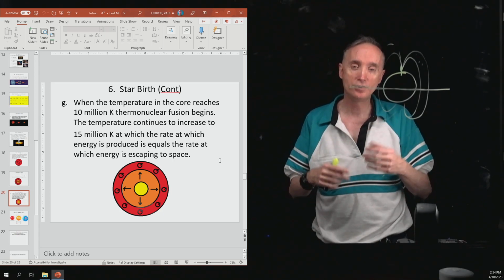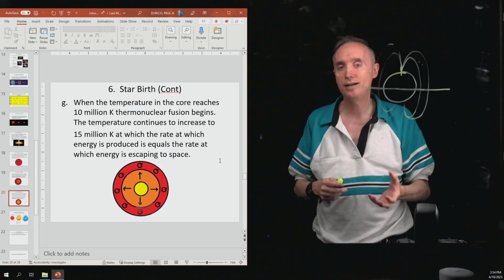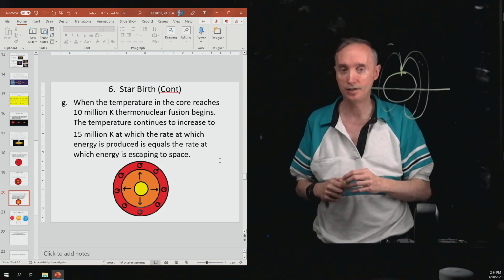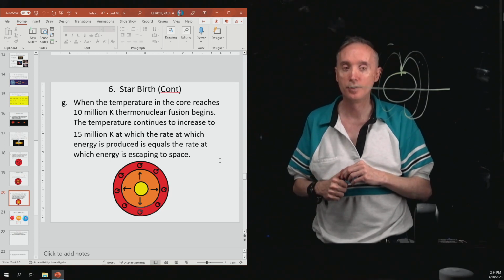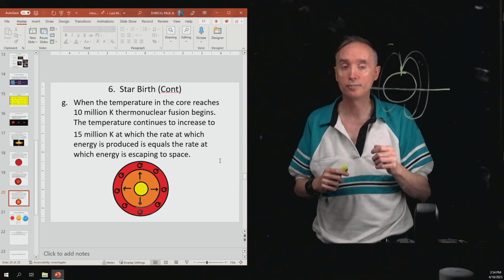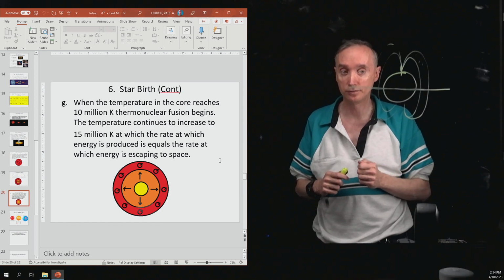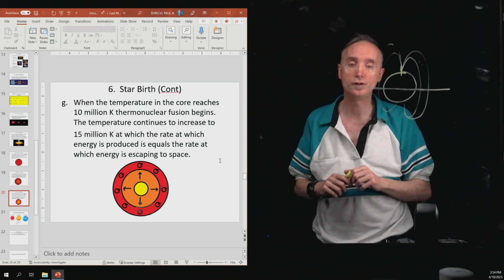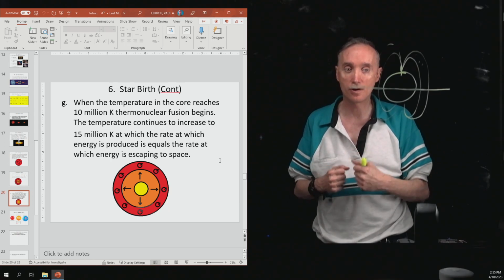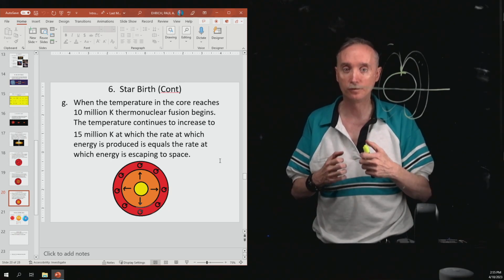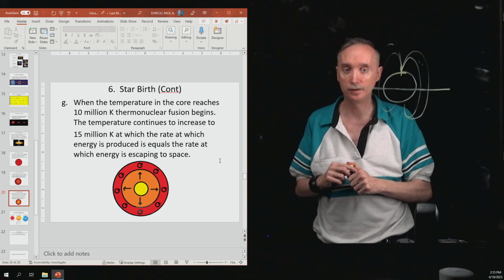Now, you don't need to worry about this, but it stabilizes at about 15 million Kelvin. So don't worry about that. But you do need to know the number 10 million Kelvin. So that's the temperature you need to have in order to slam the hydrogens together hard enough that they will fuse into helium.